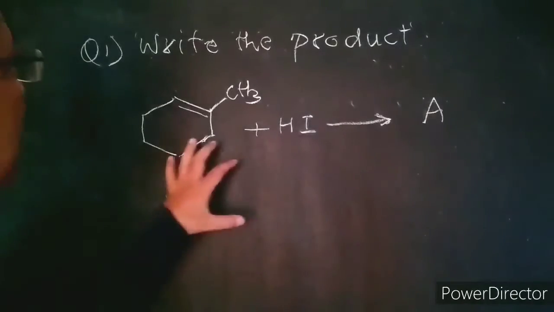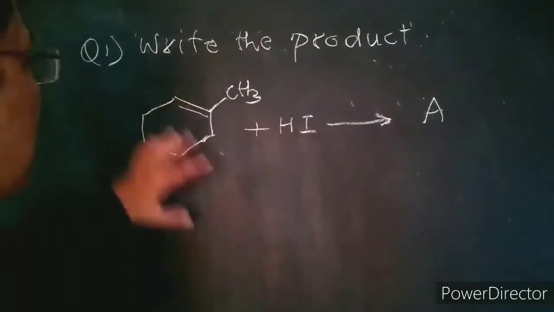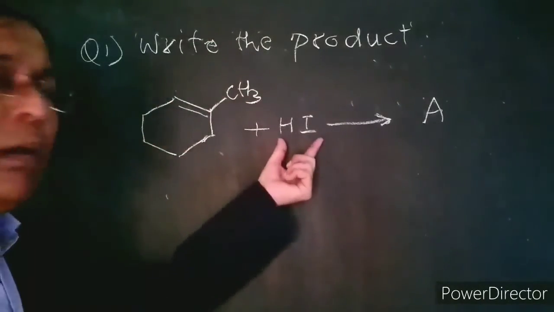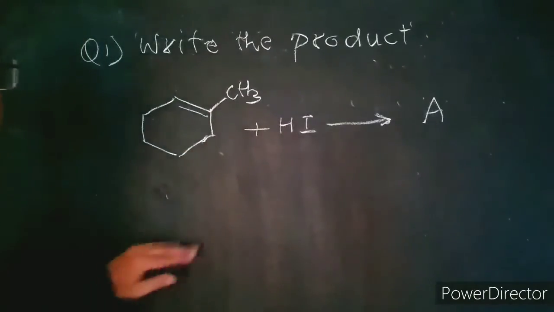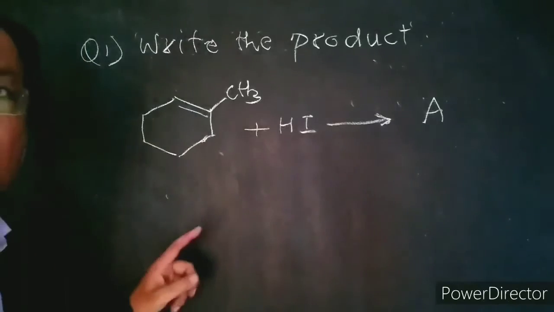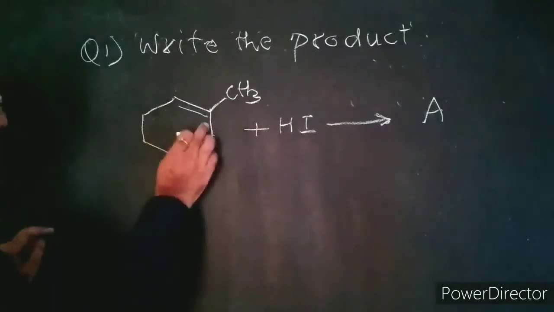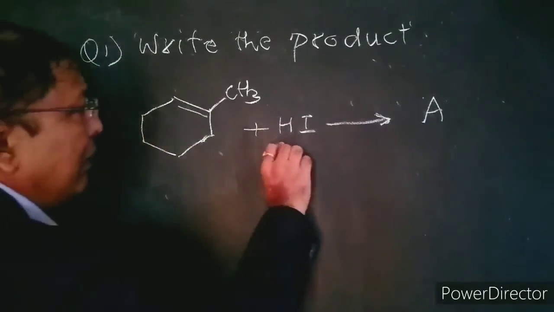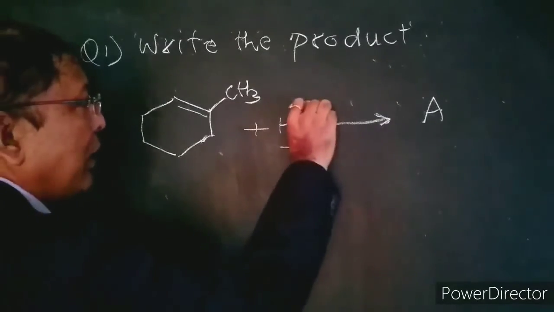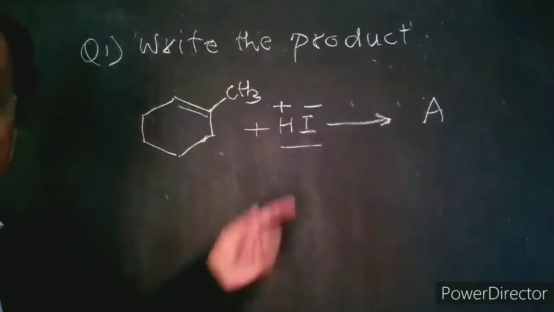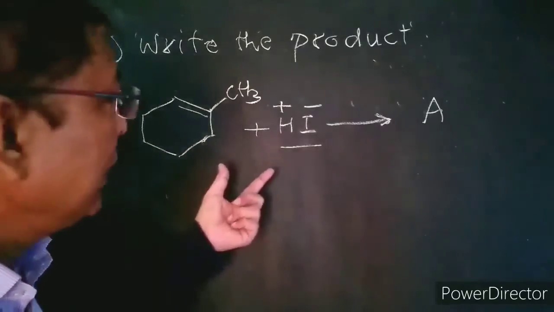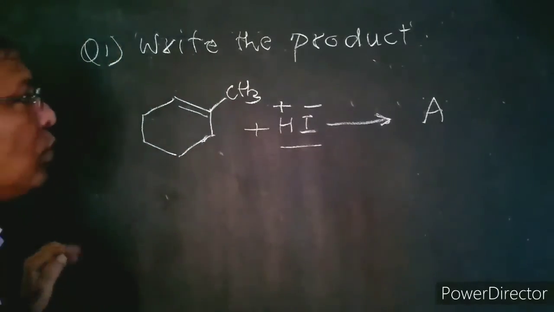Now let us take one question. Write the product. This reacts with HI. We get A. What is A? We have to find out. This is cyclohexene, and here a carbon-carbon double bond is there, and we are adding the reagent HI. The negative part is iodine and the positive part is H plus. Electrophilic addition takes place according to the Markovnikov rule.